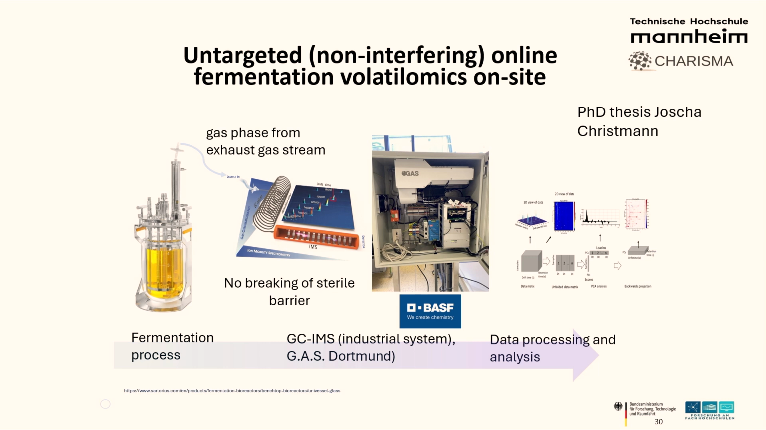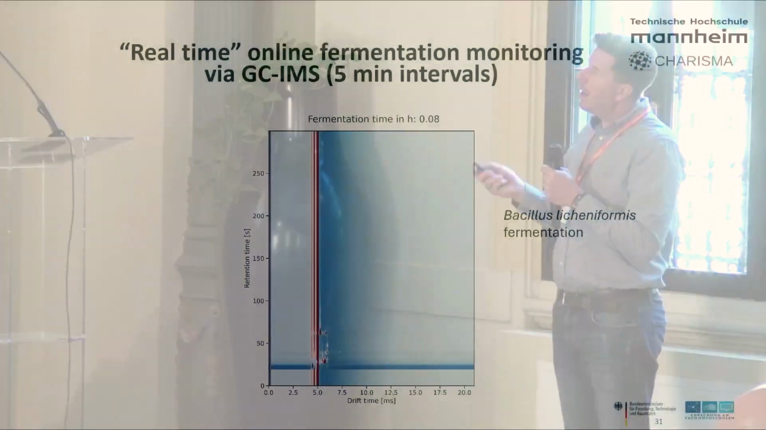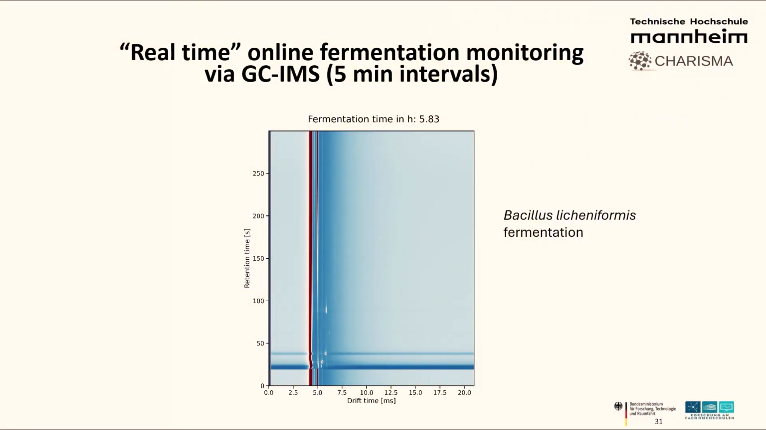The thing is that normally you take samples from the fermentation or from a cell culture, by the way, it works the same. Here we just take the exhaust air because that is there anyway, right? All of those fermentations are being aerated, so you have a lot of off-gas stream, and we're using that. And what you can see here is a fermentation running in real time, in 5-minute steps, of a licheniformis fermentation.